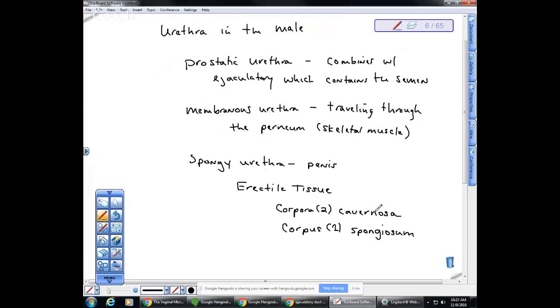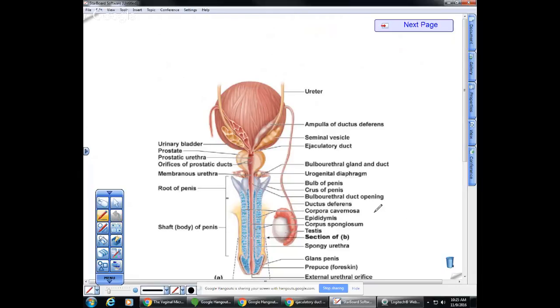So if we look at the male anatomy, right, you need to be able to identify, right? This is my ejaculatory duct right here. This is my ureter coming down. This is my ductus deferens coming up. This would be my prostatic urethra. This is the membranous urethra as it goes through the body wall. And then this would be the spongy urethra, okay?